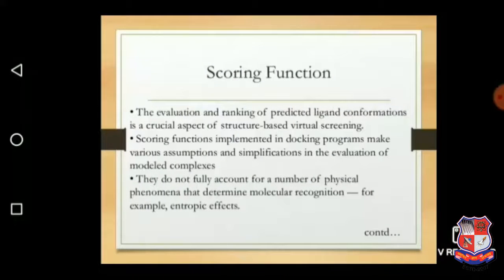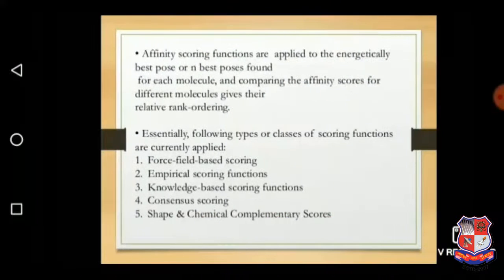Scoring function. The evaluation and ranking of predicted ligand conformations is a crucial aspect of structure-based virtual screening. Scoring functions implemented in docking programs make various assumptions and simplifications in the evaluation of model complexes. They do not fully account for a number of physical phenomena that determine molecular recognition, for example, entropic effects. Affinity scoring functions are applied to the energetically best pose or n best poses found for each molecule, and comparing the affinity scores for different molecules gives their relative rank ordering.